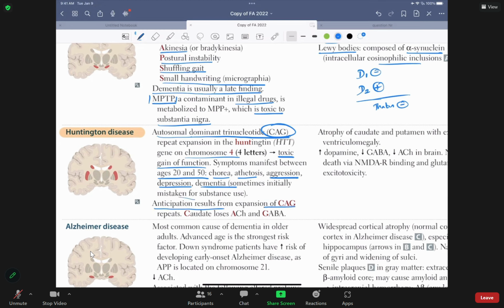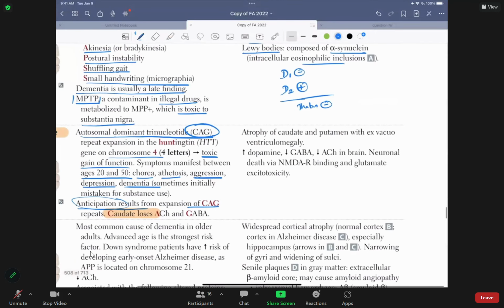So what is anticipation? Each generation will get the disease earlier, folks. Okay. So let's say if I get Huntington's in my 50s, my kids will get it in their 40s, and their kids will get it in their 30s. That's anticipation. Each generation can get it earlier. Now, one of the most important things: it's the caudate that's affected in Huntington disease, folks. Okay.